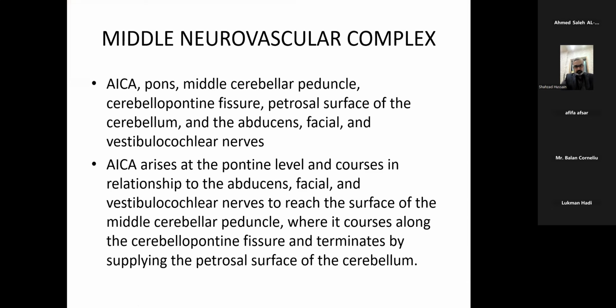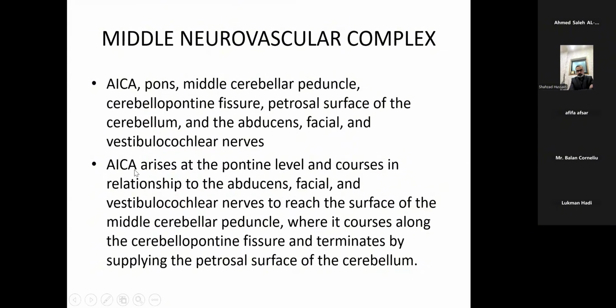When you talk about the middle neurovascular complex, we're done with the upper complex, and now we come to the middle neurovascular complex. Like we discussed initially, the vessel is basically the anterior inferior cerebellar artery. The surface that is involved is the pons and the middle cerebellar peduncle. The fissure it harbors is the cerebellopontine fissure. The surface of the cerebellum is the petrosal surface, and the nerve complexes are the abducent, facial, and vestibulocochlear nerves, which are the sixth, seventh, and eighth nerves.